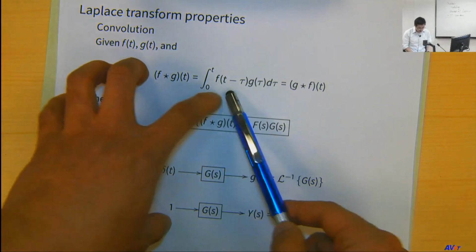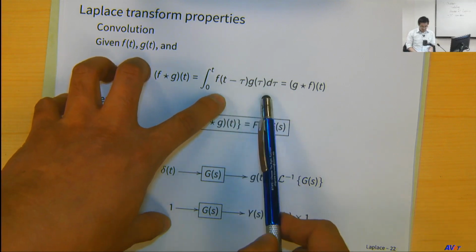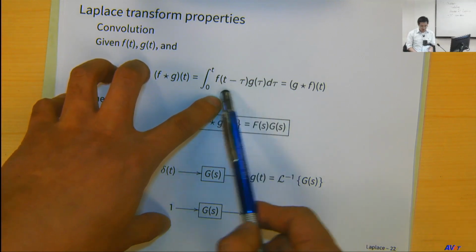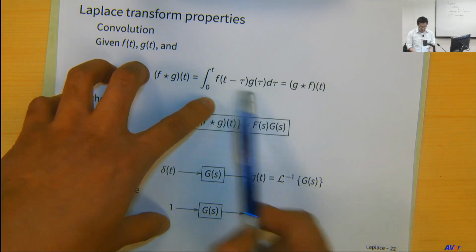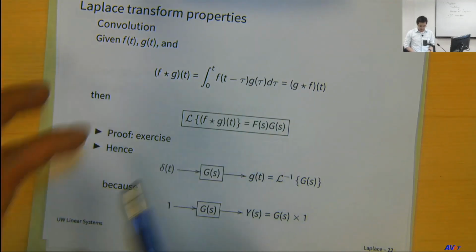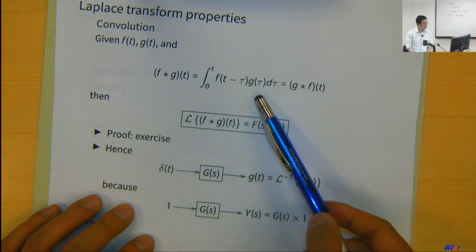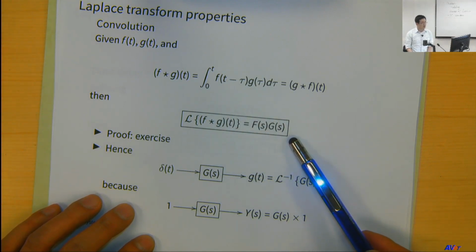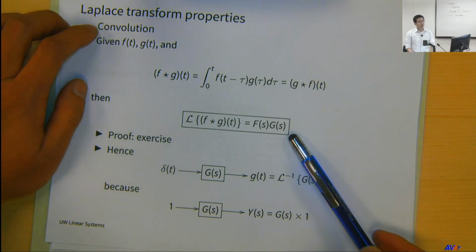If you have a signal f going through a convolution with another signal g, defined in this form, then the Laplace transform is amazingly simple. Something that looks complicated in the time domain is extremely easy in the Laplace domain. That's the property of convolution.